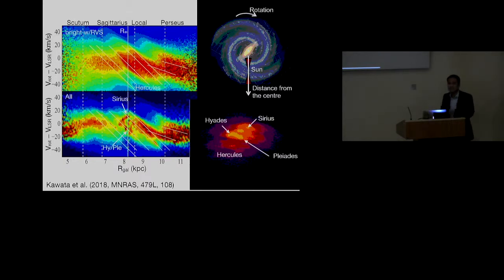So I think we have to think about what the rotation velocity of the bar is. Gaia DR2 is already keeping people busy trying to understand what this kind of feature means.